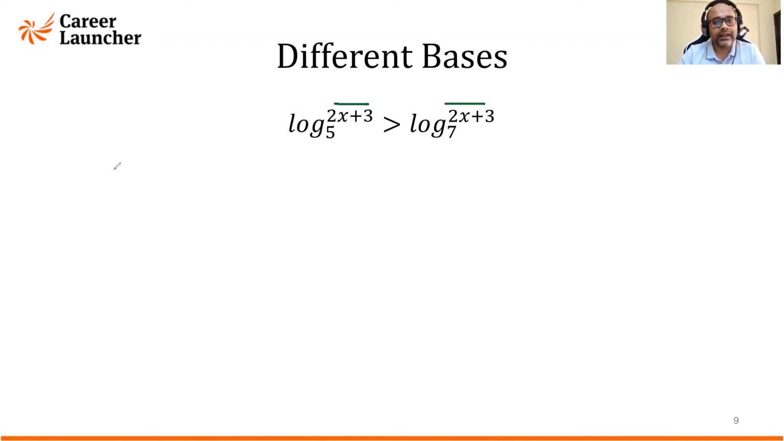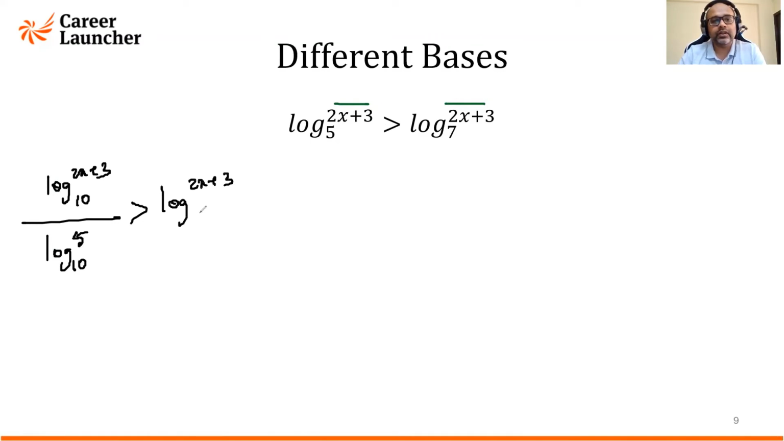I can write this as log 2x plus 3 to the base 10 by log 5 to the base 10, greater than log 2x plus 3 to the base 10 by log 7 to the base 10. Now, I know log 5 to the base 10. What will happen to this? This will be greater than 1. So I can take it to the right hand side. So log of 2x plus 3 to the base 10.